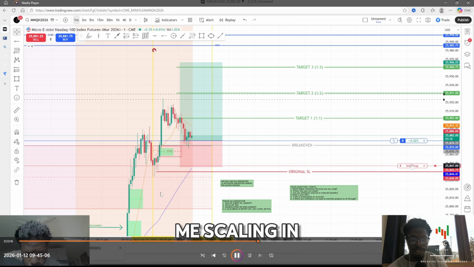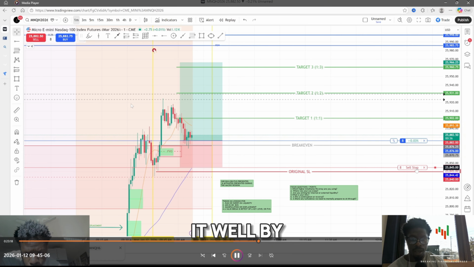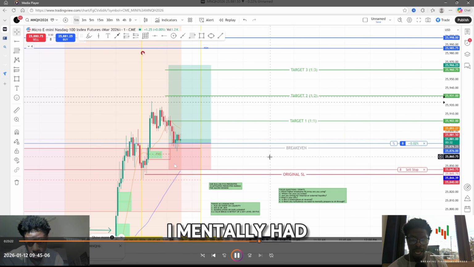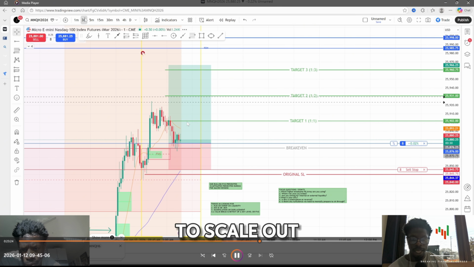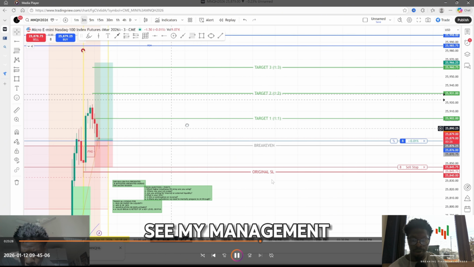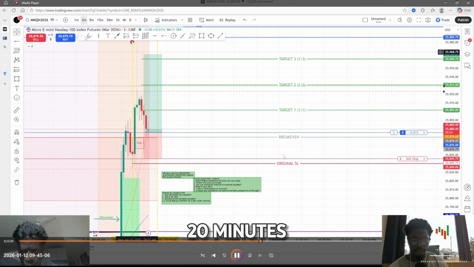But even with me scaling in, I did handle it well by cutting the stops in half. Even though I didn't move it, I mentally had cut my stops in half and was planning to scale out after take profit one. So let's just see my management skills from these last 20 minutes.